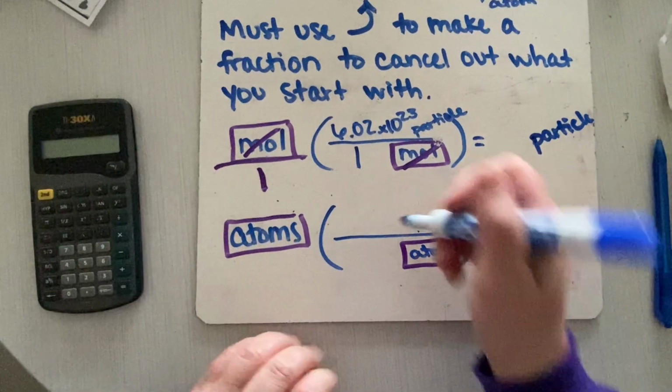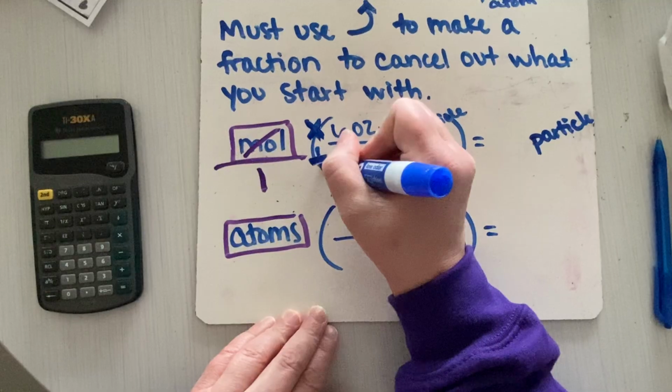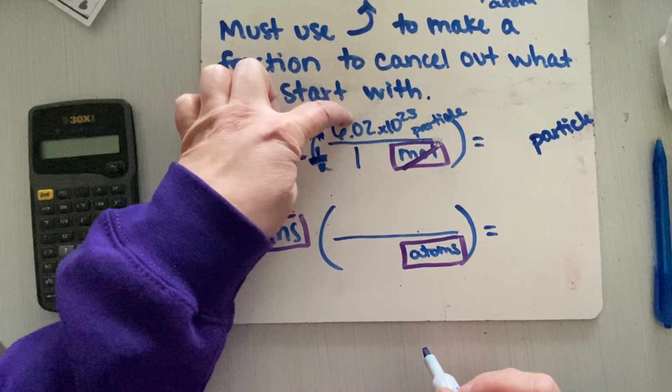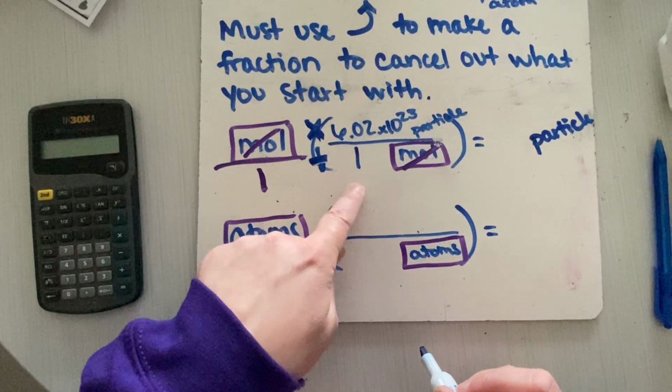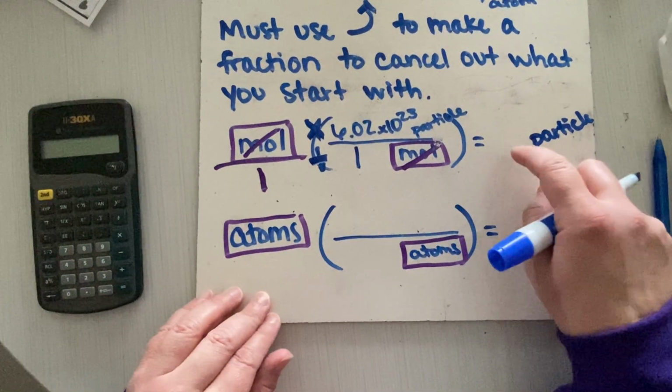Now, when you're doing these problems, remember that you're always going to multiply by the top and divide by the bottom. So whatever this number is, we're multiplying by the 6.02 times 10 to the 23rd, dividing by 1. Dividing by 1 doesn't do anything to it, so you can essentially skip that step and you'll get your value here.